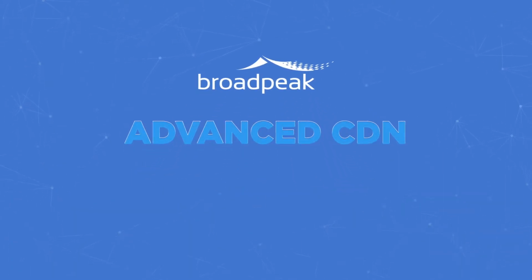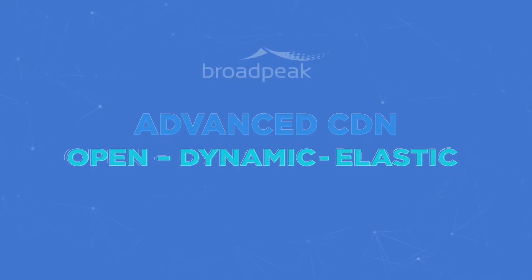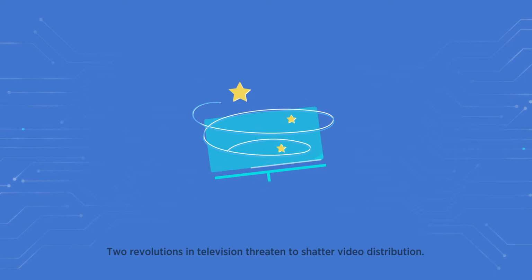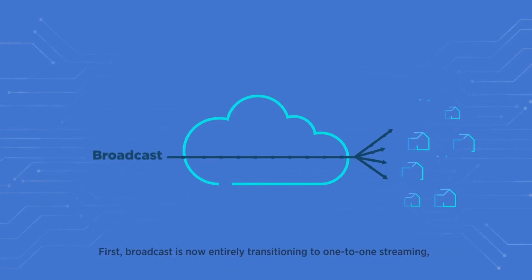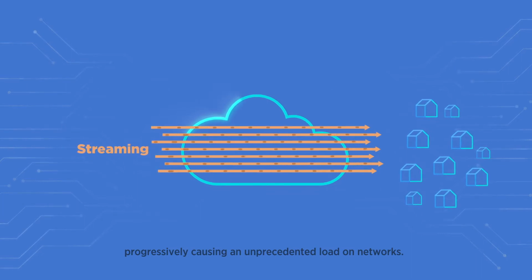Broadpeak Advanced CDN, a future-proof, open, dynamic, and elastic architecture. Two revolutions in television threaten to shatter video distribution. First, broadcast is now entirely transitioning to one-to-one streaming, progressively causing an unprecedented load on networks.